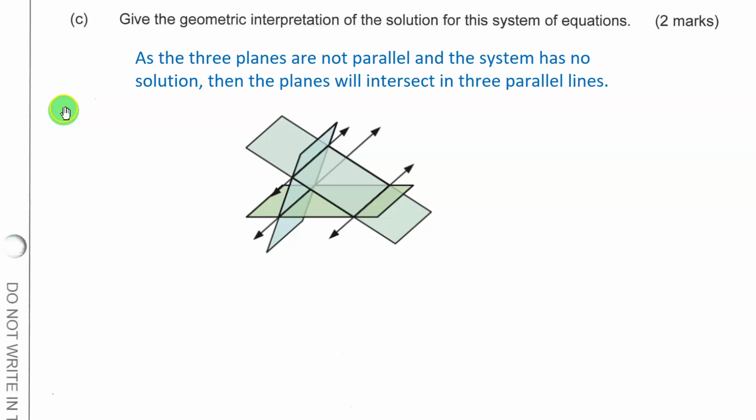The way it's written, solve, makes you think that there is a solution. Anyway, on the next page, we're asked to give the geometric interpretation of the solution. So we know there are no solutions. But for this one, because the three planes are not parallel, none of them can be coincident or anything like that. Plus the fact that the system has no solution, the only possibility is that the planes will intersect in 3 parallel lines, kind of like this sketch here. And a sketch might help you explain it for your 2 marks there, to show that that's what's going on.